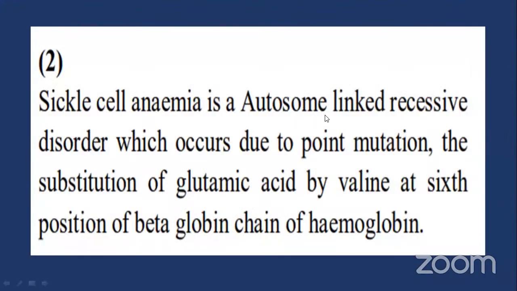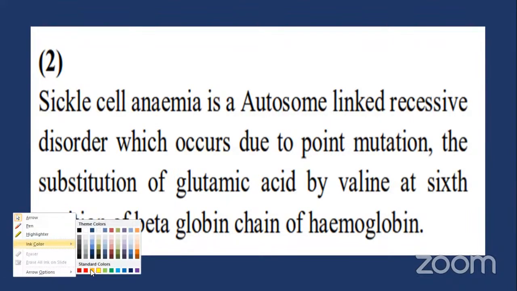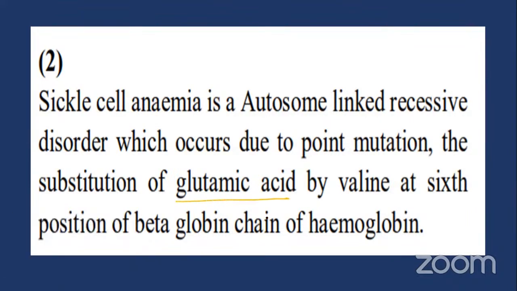See that sickle cell anemia is an autosomal recessive disorder, which occurs due to a point mutation. The substitution of glutamic acid by valine, not valine by glutamic acid. Reversely, they have given. At the 6th position, don't forget, my dear. Which one is replaced here? Glutamic acid is replaced, not valine. The question they have given is reversed. Which place? 6th place. This is a NEET question, my dear. Don't forget, it will come definitely.